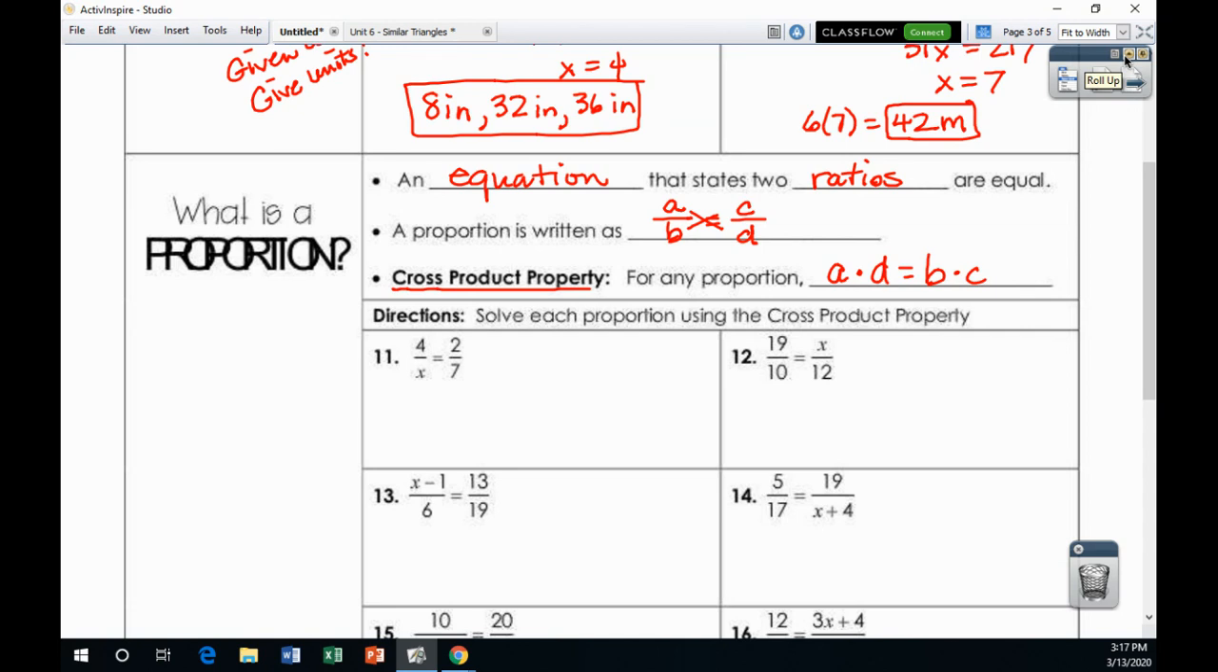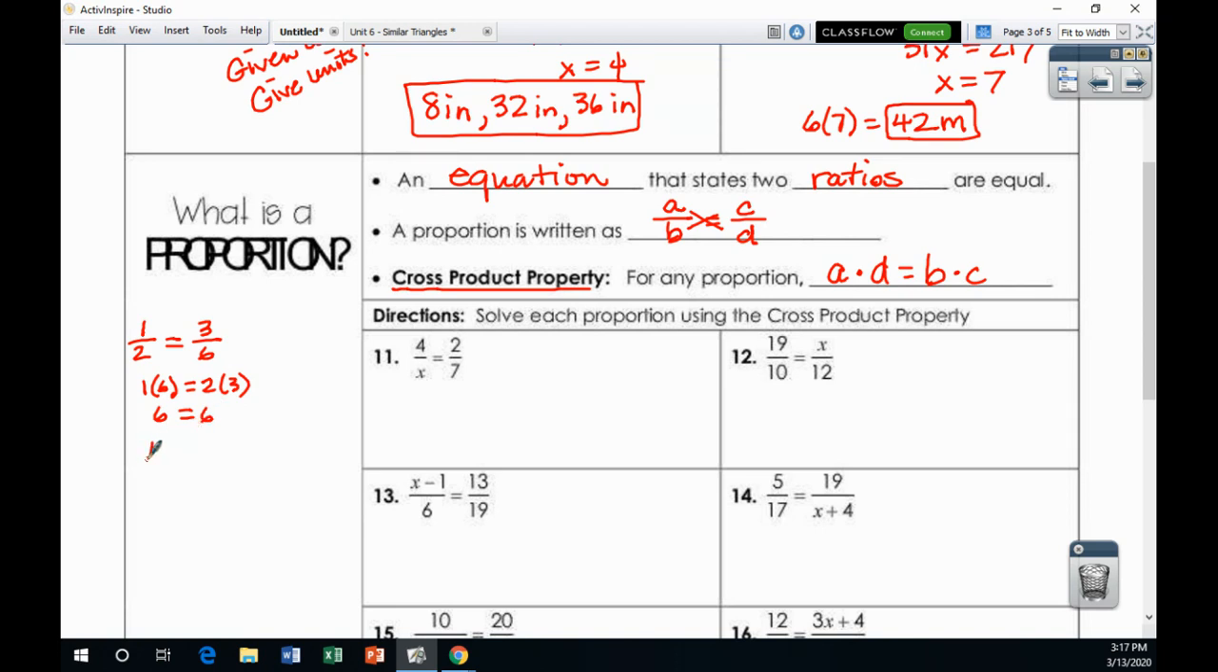Well, how is that even true? Let's take 1/2. We know that 1/2 is equal to 3/6. If I were to cross multiply, I should get the same answer, don't I? I do, right? 1 times 6 is equal to 2 times 3. 6 equals 6. So you see that cross products are equal.